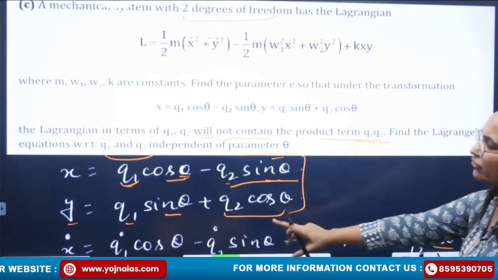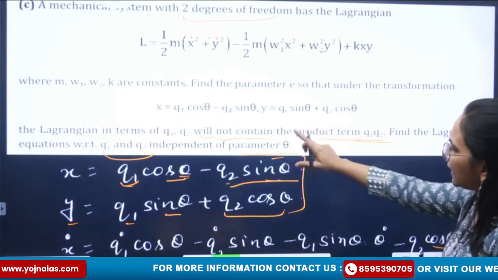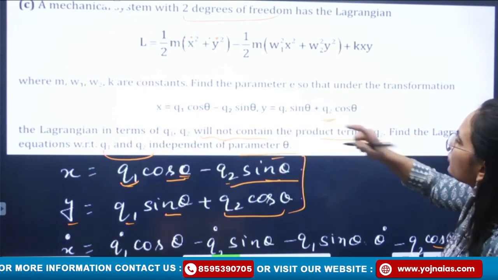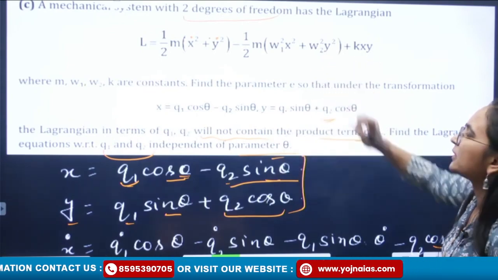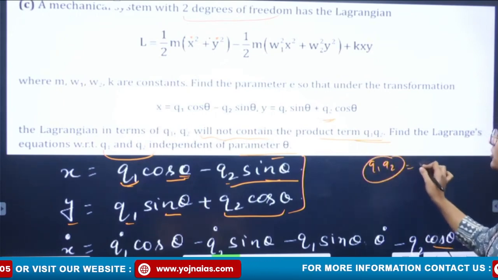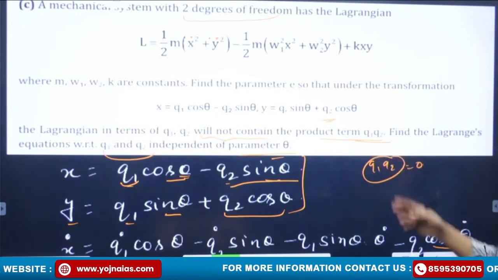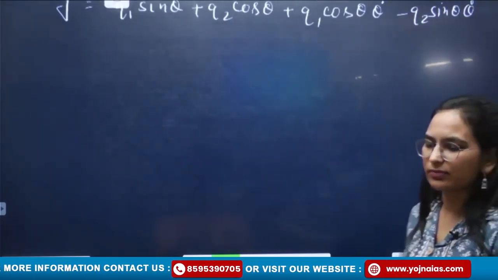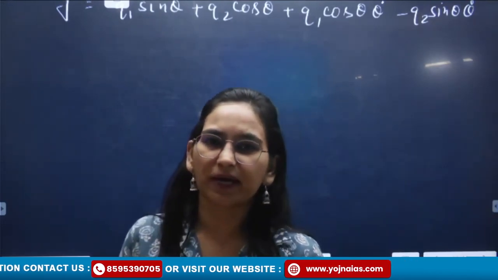Similarly, you need to find out y dot nikal lena yahan se, ye de bhi rakha hai unhone, jo values chahiye thi wo de rakhi hai. So y dot nikalo and put it there. Then there would be terms of q1 into q2 and put that is equal to 0. Then solve for usko 0 put karne ke baad remove your theta and theta dot. Cos theta sin theta se multiply vagaira karke add and subtract kar lena.